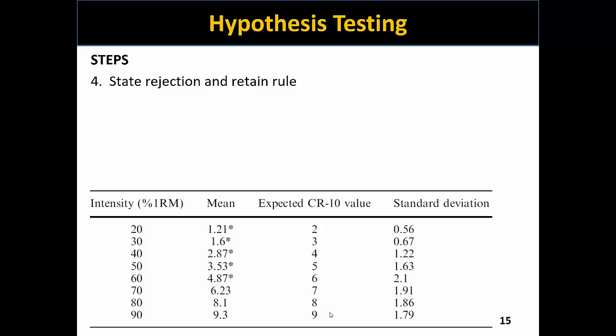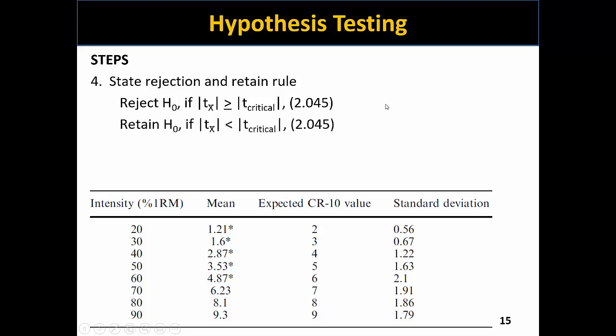So the next step is to state the rejection and the retain rule. And so the rule states that we're going to reject the null hypothesis if the absolute value of our calculated t, so that's t with x bar, the average, is going to be greater than the critical t-value of 2.045. We reject if it is greater than or equal to that value, and we retain if it's less than the critical t-value of 2.045.